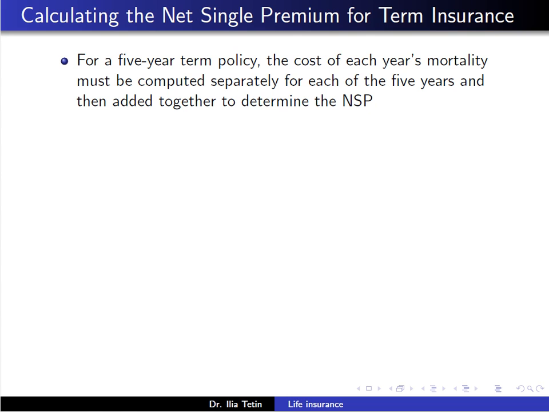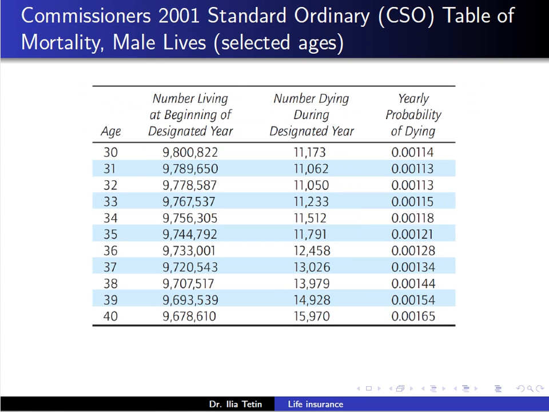Thus, we have the same calculation, 1000 times this probability times 0.9479, and we got 1.07. The next step after that is to determine the cost for the second year. And looking again at the table here, we notice that at age 33, it is expected that 11,233 males will die during the year.